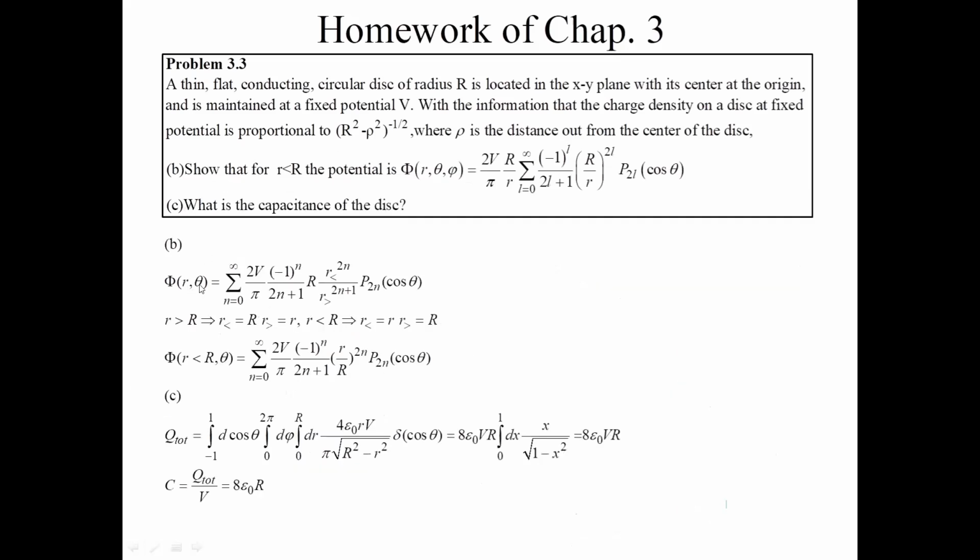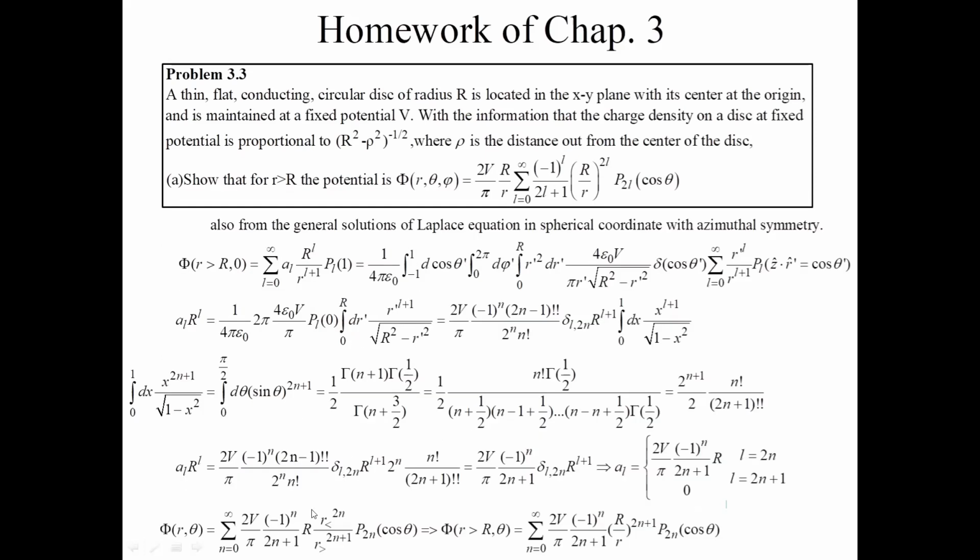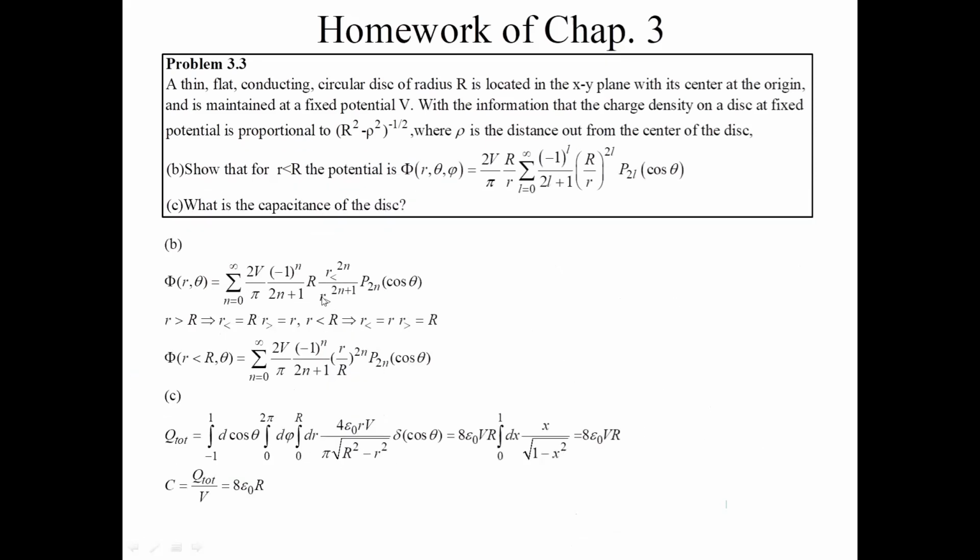So in problem B, we just use the result we derived here. We substitute the R minus when R is less than big R, then R minus R small. R small is the small r, and R big is big R. So we can check this. Then the potential for R less than big R will become this term.